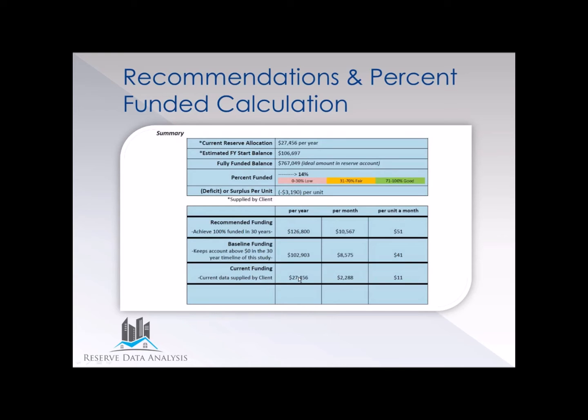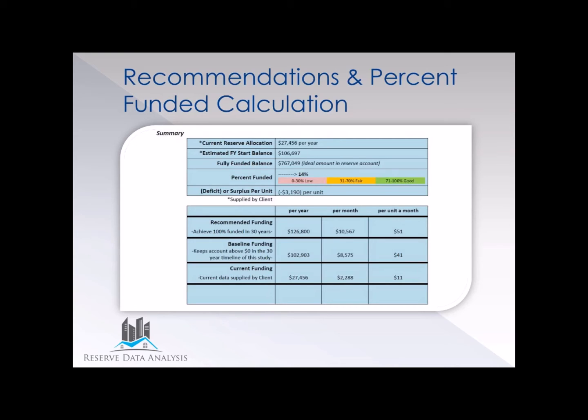In this case, you can see it's much, much lower than either the baseline, which just keeps the count at 0 or above for the 30 years, as well as it's very much lower than the recommended. So at some point in time, this community, relatively shortly, probably, by the looks of it here, is going to run out of money. They're going to be in a deficit, which they're going to have to rely on special assessments, loans, or deferred maintenance.